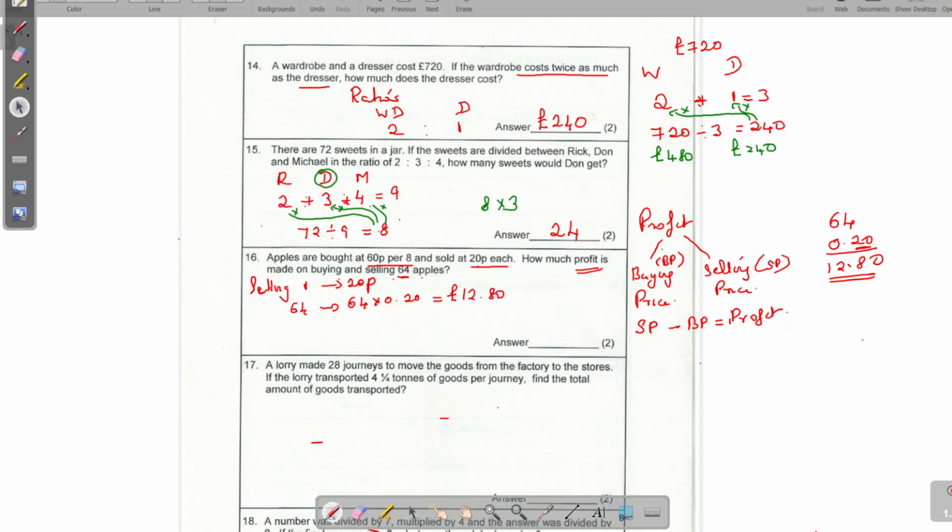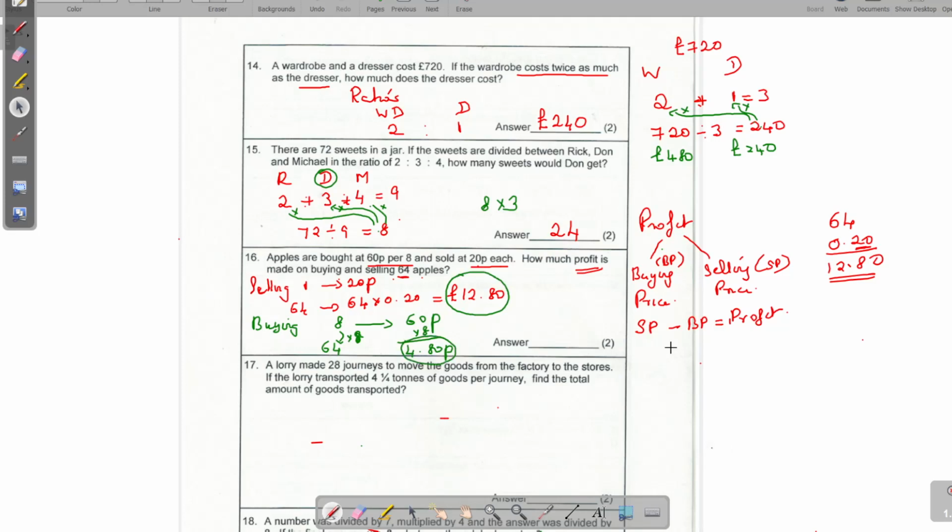Now buying price. He's buying 8 for 60p. 8 for 60p. But he's buying 64. So if it is 64, how many times bigger is that? 8 times bigger. So therefore you multiply this by 8. That is 4 pounds 80. That is his buying price. So this is the selling price. This is the buying price.